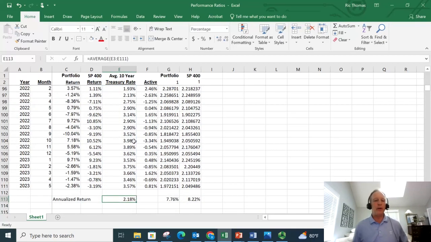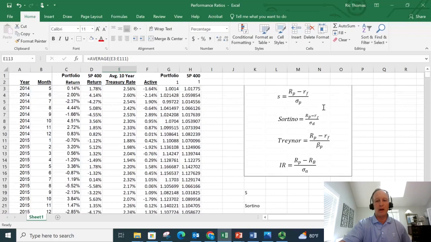That's one way you could do it. You could also go through and calculate what the historical return of the treasury rate was, using the same method we did here, and come up with the monthly return of treasuries and annualize those the way we did with our portfolio returns and the S&P 400 return. But I think just taking an average interest rate over this time period is pretty standard in the industry.